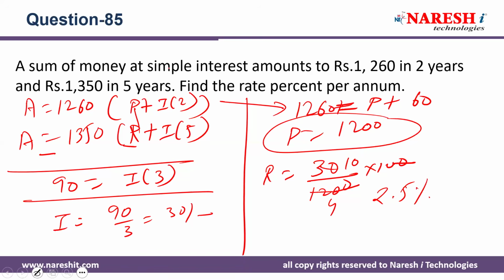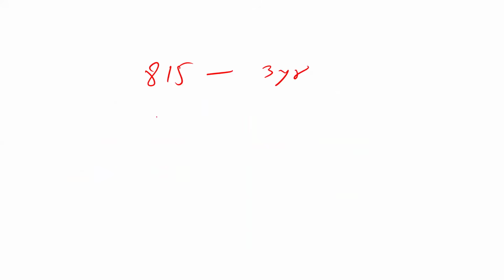You try this question. 815 becomes in 3 years, 854 becomes in 5 years. Tell me the principal and rate of interest. 815 in 3 years, 854 in 4 years. Sorry, 4.